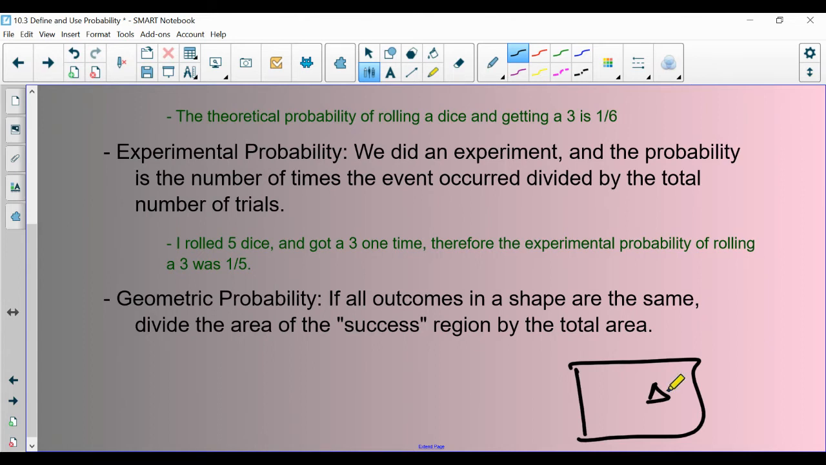So what we're going to have to do is find the area of the success and then divide that by the total area. We're going to have to find the area of certain shapes then. I would expect you guys to know the area of a triangle is 1/2 base times height. The area of any rectangle would just be the length times the width. And the area of a circle would be pi r squared. I could ask any of those. Consider those fair game on a quiz or a test.